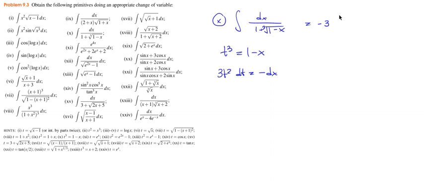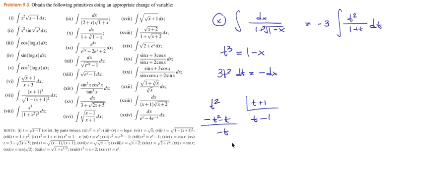This is minus 3 times t squared over 1 plus t dt, so we have to divide t squared by t plus 1, because this has greater degree, so this is t minus, minus t squared minus t. We have minus t minus 1, and then plus t plus 1, 1.